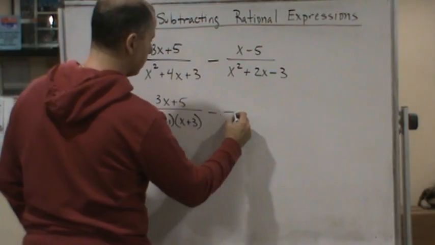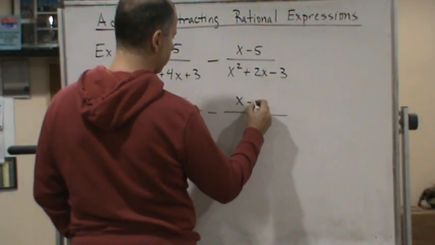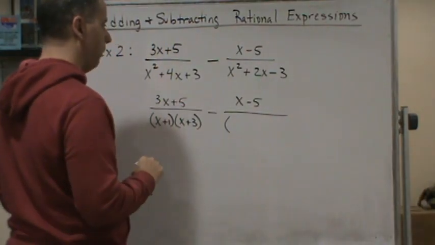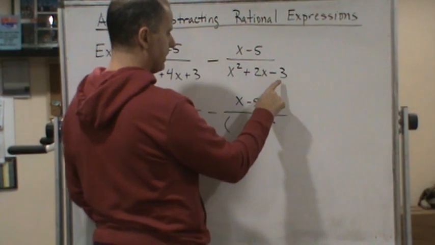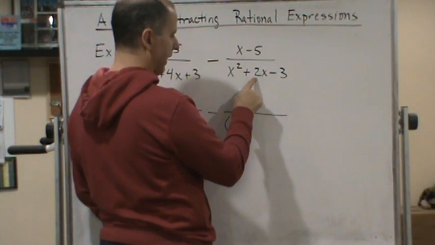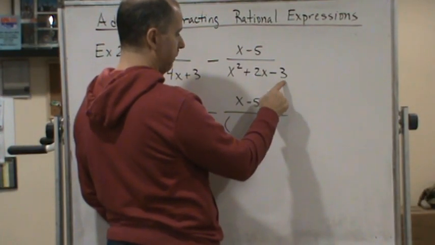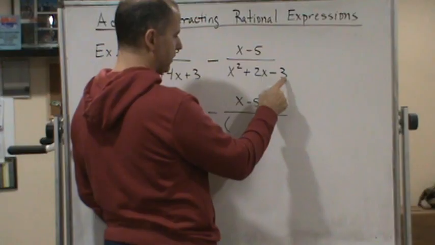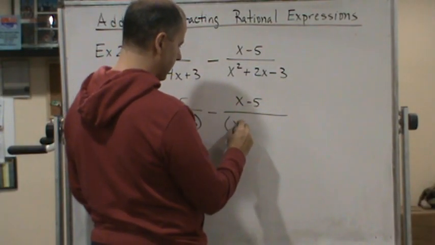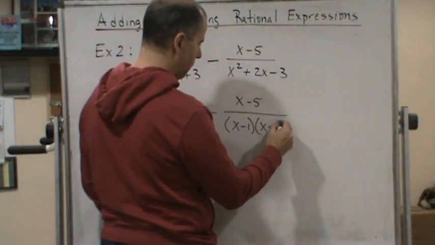Okay, now let's do the same thing on this side. So x minus 5, and then this is going to factor, but in this case here we've got a negative 3, so it's going to be 2 different signs, and the larger sign is positive. And again, this is going to be negative 3 times 1, positive 3 times 1. So this is going to be x minus 1 times x plus 3.